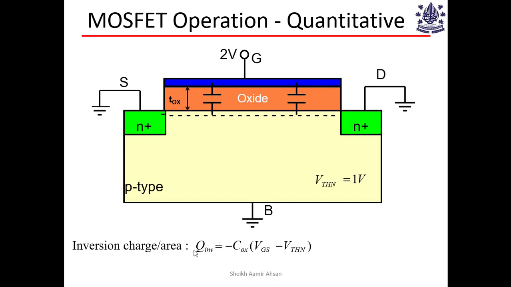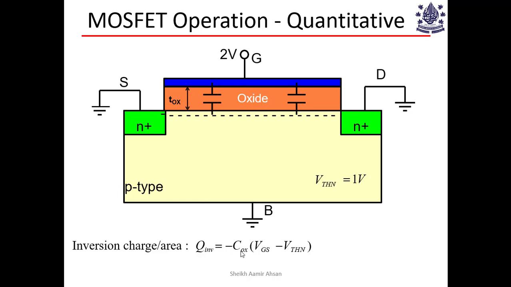Now we are going to use the same equation here, where this Q inversion represents the inversion charge per unit area. Now this is charge per unit area. What is the area? The area is the length of this channel multiplied by the width of this channel, which is in the direction going all the way into the screen. Okay, so that is the area of this plate. That is the area of this channel. So charge per unit area is C times V.